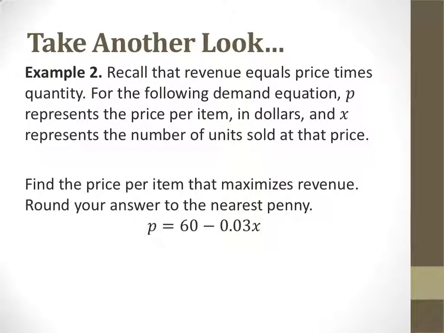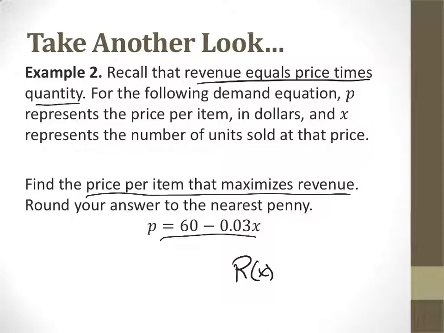So let's take another look. Recall that revenue equals price times quantity. So that means revenue for the following demand function. So here's the demand function, P in dollars. And so you read through the whole thing, then you read through it again, and they're asking you to find the price that maximizes revenue. You've done that before. You know revenue equals quantity times price. And we have to round to the nearest penny. So pause the video, read that through again so you know what it is we're looking for.